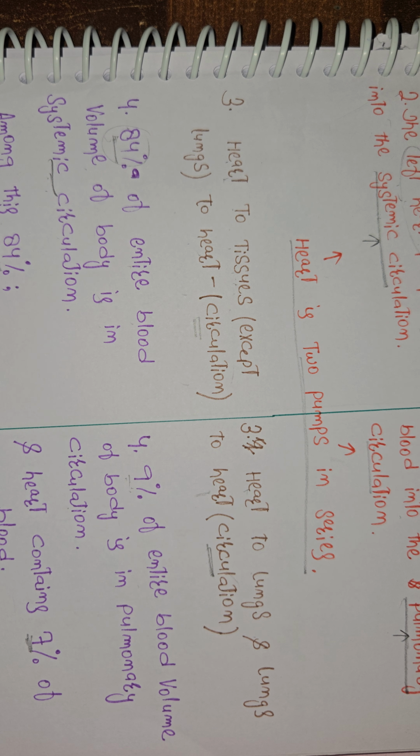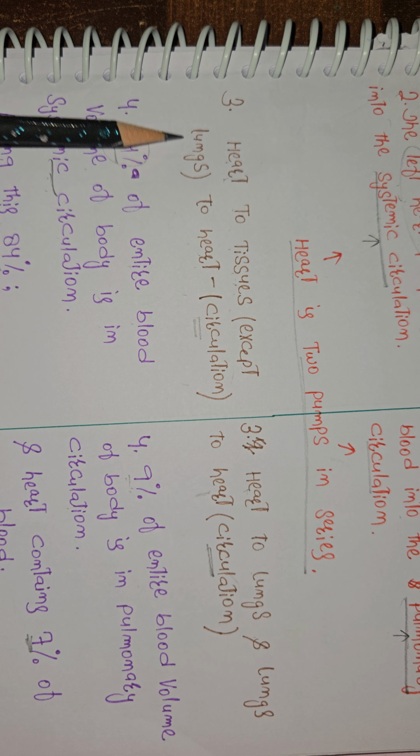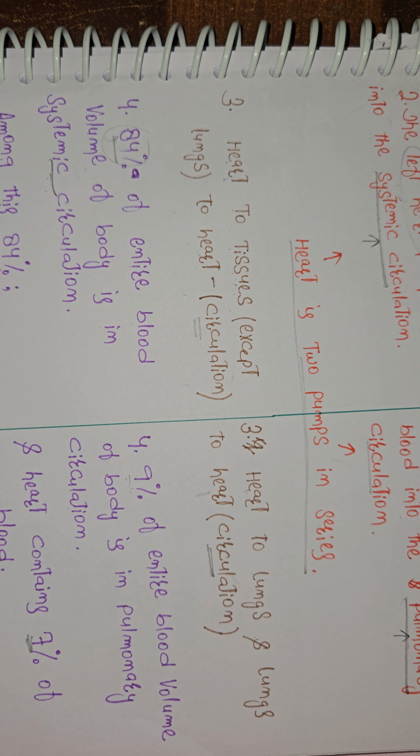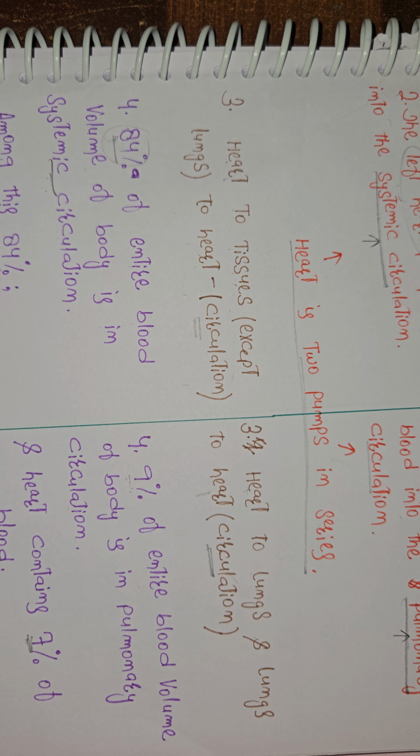Difference number 3 is heart to tissues and tissues to heart. This circulation is the systemic circulation except the lungs, while heart to lungs and lungs to heart, that circulation is pulmonary circulation. That is, blood from the heart to the lungs and back from the lungs to the heart. So these are the three differences between the systemic and pulmonary circulation.